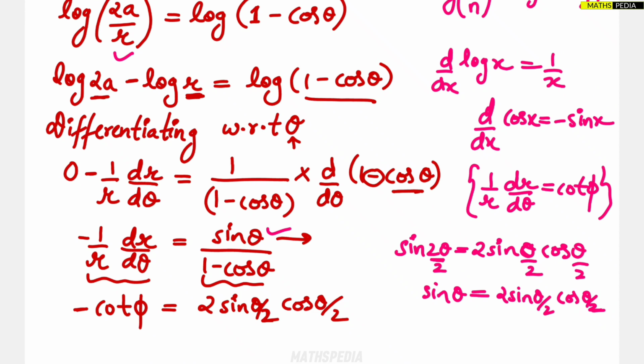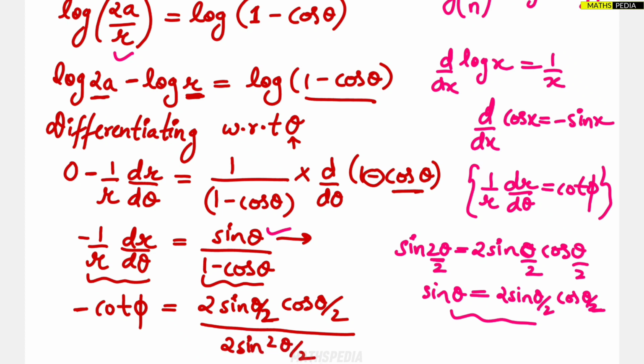You should directly remember all these formulas because they will be used in all the problems. So whenever you see sine theta, you put it like this, because you have to bring it in which form? Cot form, divided by. Now 1 minus cos theta can also be written as 2 sine square theta by 2.